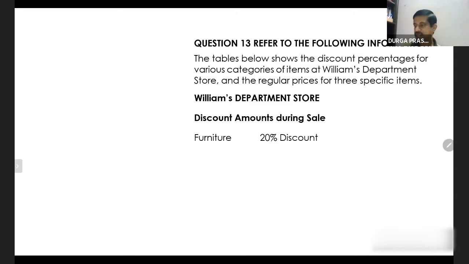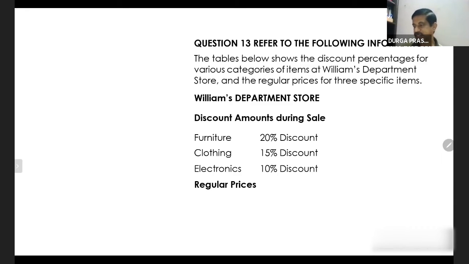So discount amount during sale. Furniture, it is 20%. Clothing, it is 15%. And electronics, it is 10%. So these are the discount percentages during the sale. So regular prices. What are the regular prices? Desk 350, means furniture. Desk means furniture. Okay. Clothing, shirt is 20, and electronics, television is 180. So these are regular prices.